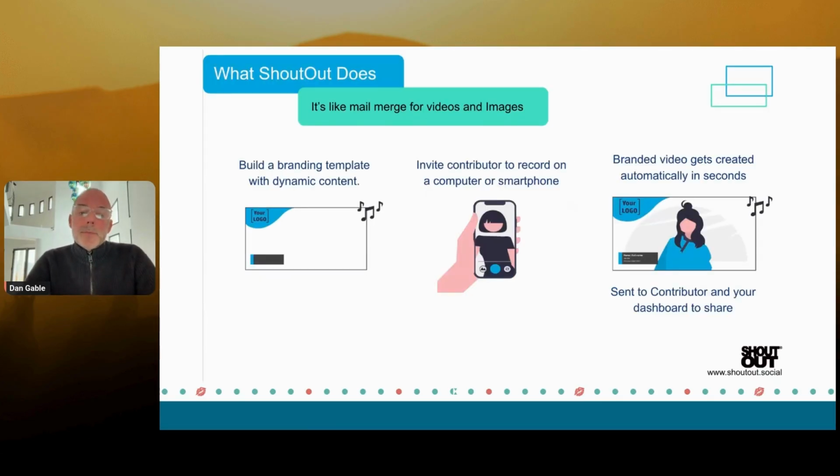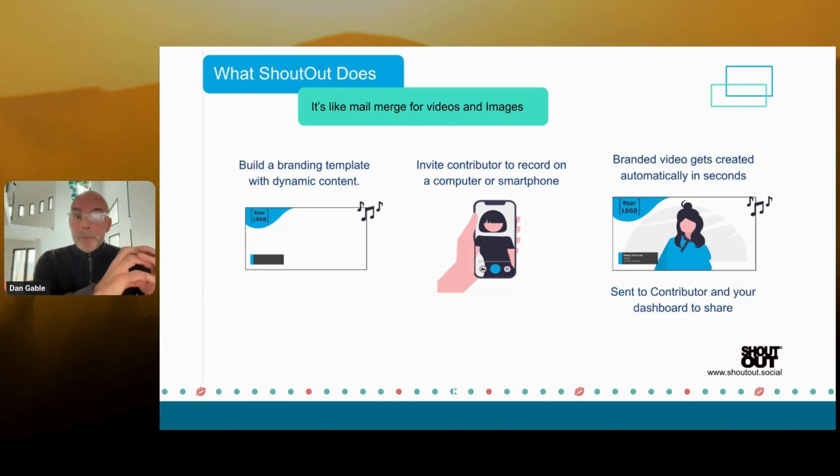And how we work is we basically reverse the video making process. So with ShoutOut, you first build a branding template. You can add in all your own branding elements, your own logos, obviously, and any other elements. Create your branding template, and within that template, you have some dynamic elements. That could be a video, for example, it could be text, or it could be images.